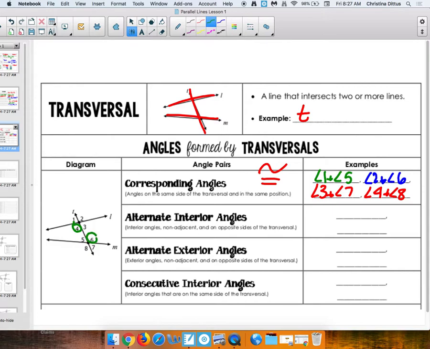So I have angle 4 and angle 6. Is there another pair? Angle 3 and angle 5. Good. These are another pair of alternate interior. They're in between my lines and on opposite sides of my transversal. Again, these are congruent.